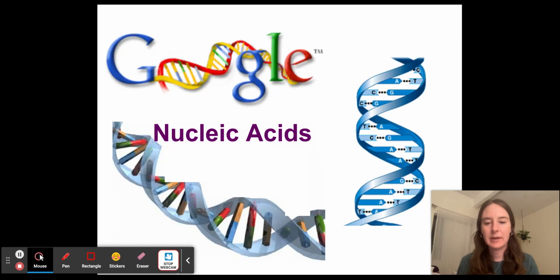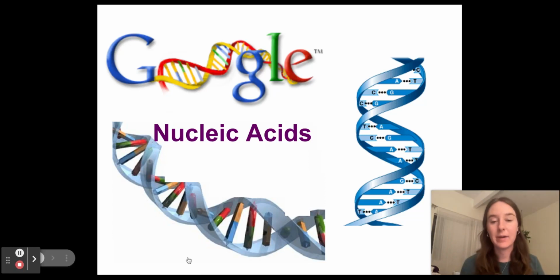All right, so the next type of organic molecule or macromolecule is nucleic acids. Nucleic acids, when you think of them, think DNA, think RNA, think ATP. So you can see the structure of the nucleic acid here. We're going to break down what is a monomer of a nucleic acid, what are the bricks that build up a nucleic acid, and then what does the polymer look like.